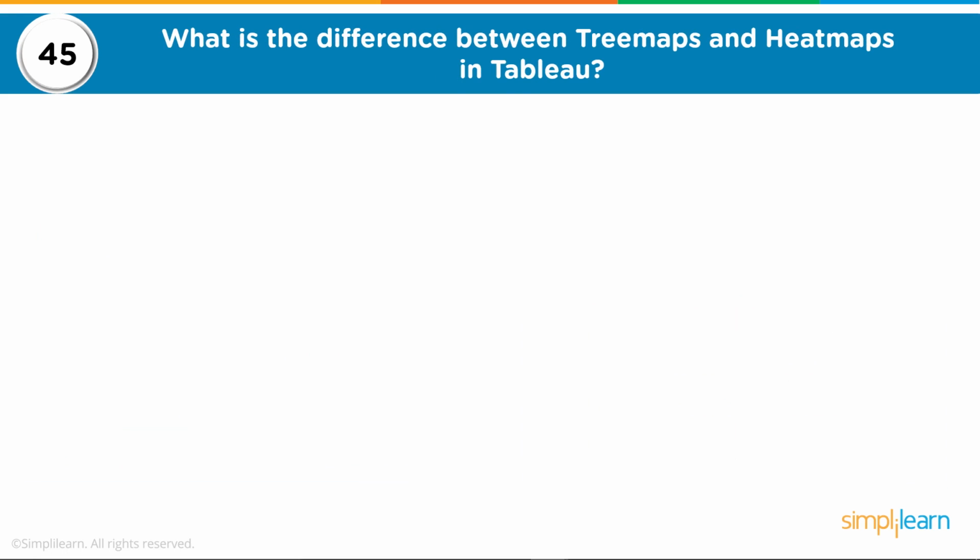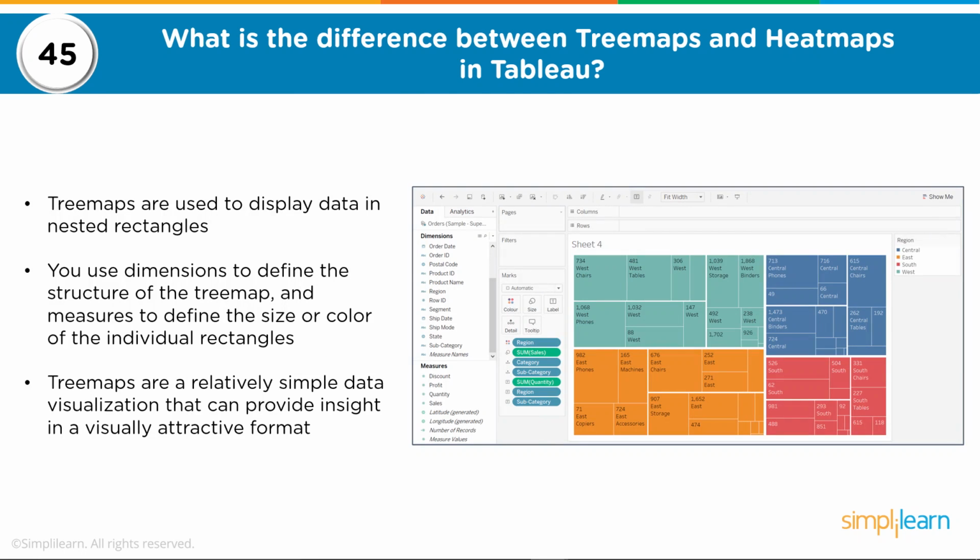What is the difference between tree maps and heat maps in Tableau? Now, if you've worked in Python and other programming languages, you should automatically know what a heat map is. But tree maps are used to display data in nested rectangles. You use dimensions to define the structure of the tree map and measures to define the size or color of individual rectangles. Tree maps are a relatively simple data visualization that can provide insight in a visually attractive format.